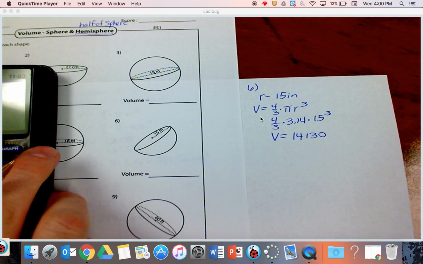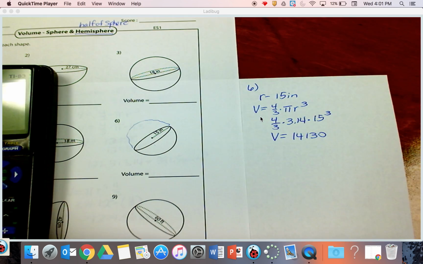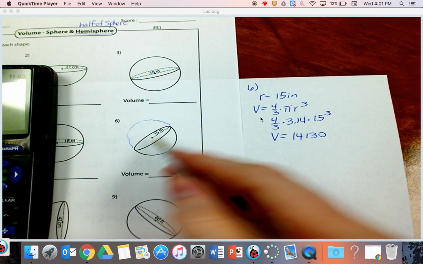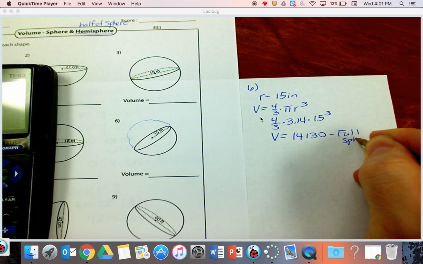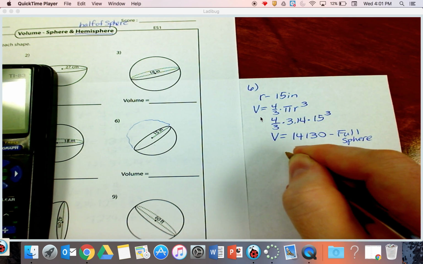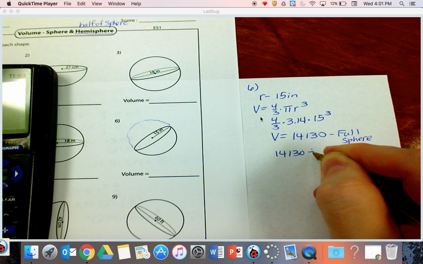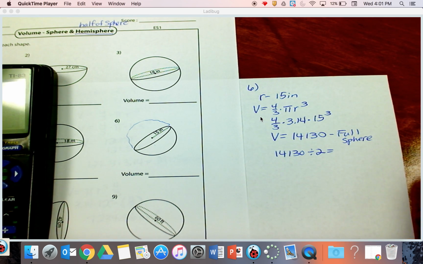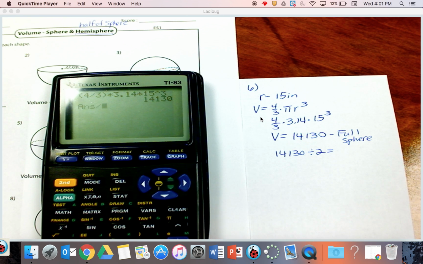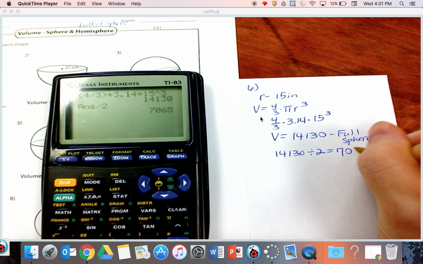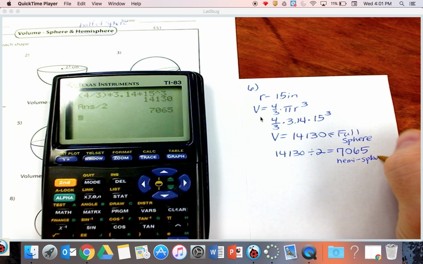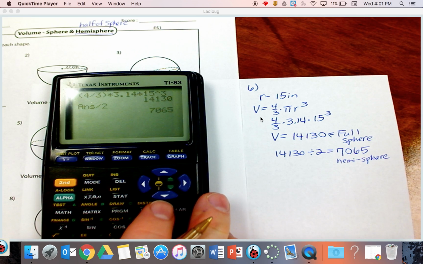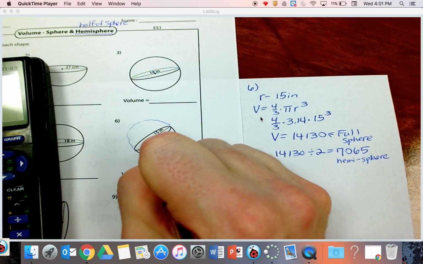But remember, that was if it was a full sphere. But it's not a full sphere, it's half of it. So what I need to do is take that and divide it by 2. When I divide that by 2, it will tell me my hemisphere's volume. So this is the hemisphere's volume right here. And so my hemisphere can hold 7,065 cubic inches.